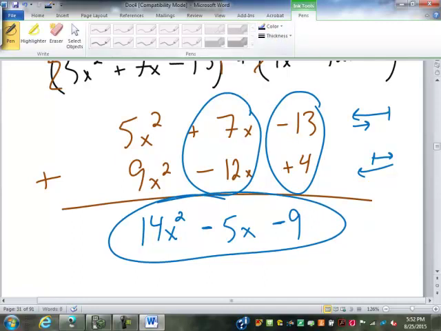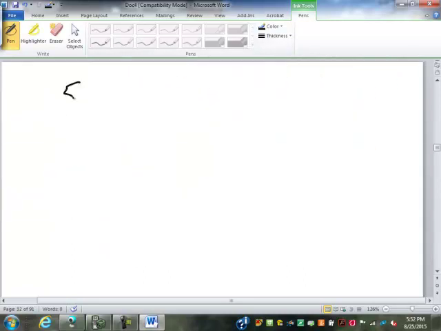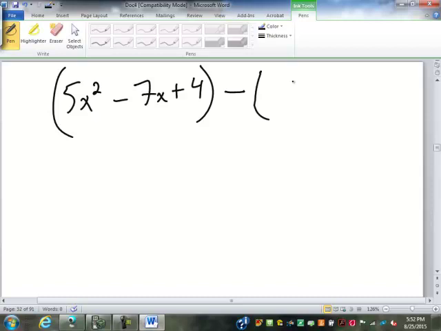Where the negatives get to be more complicated is when we start dealing with subtraction. So we'd have 5x squared minus 7x plus 4. Subtract 8x squared plus 4x minus 9. Just like before, we're going to line up our columns.